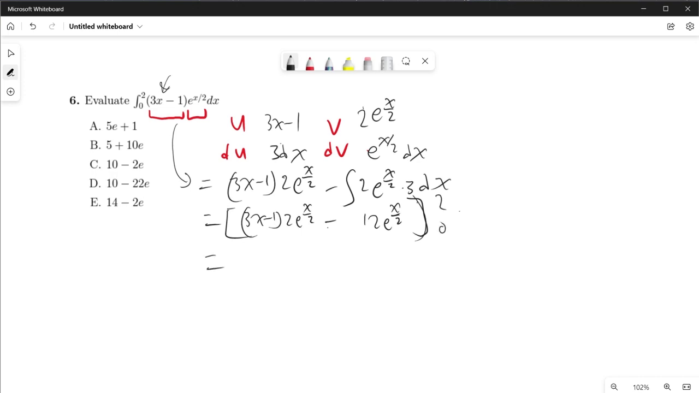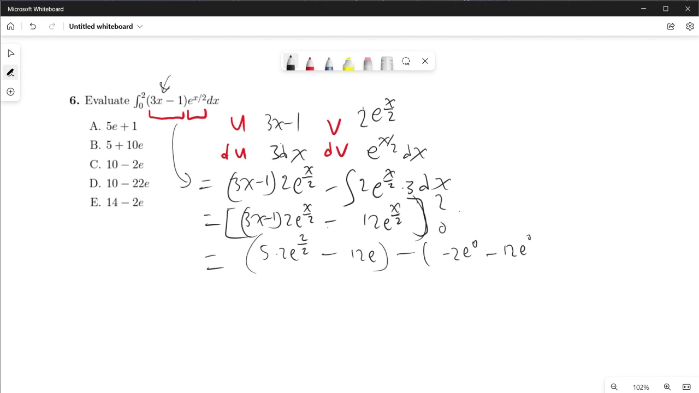So plug in 2, we have 6 minus 1 is 5 times 2 of e to the x over 2. That would just be 2 actually. So that would just be e here. And then this would be 12e. Minus, plug in 0, that will be negative 1, negative 2 e to the 0. Minus 12 e to the 0, which is just 1, right?